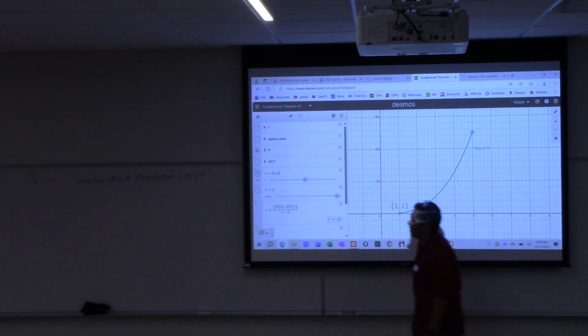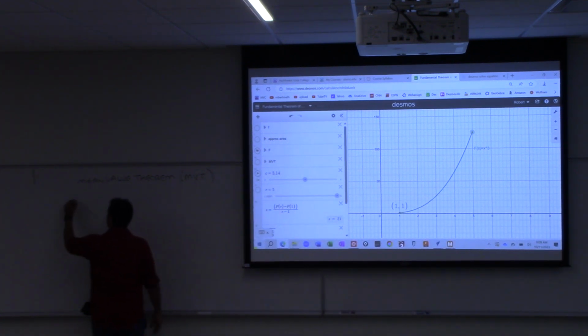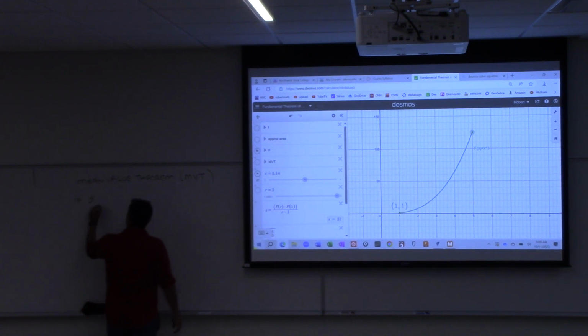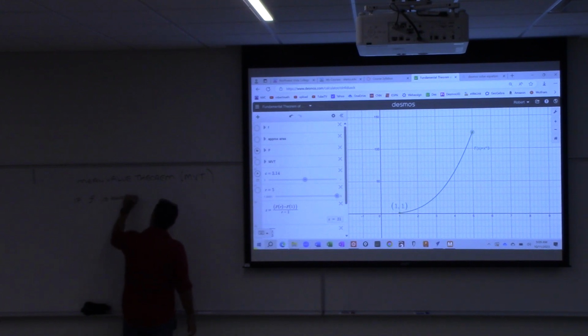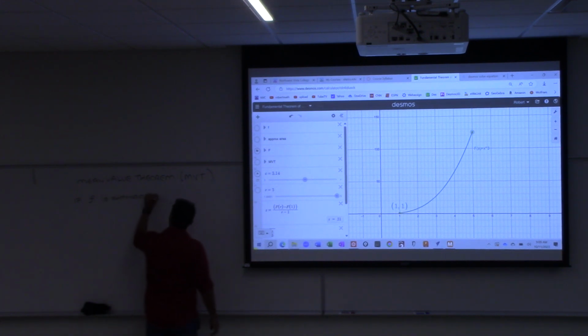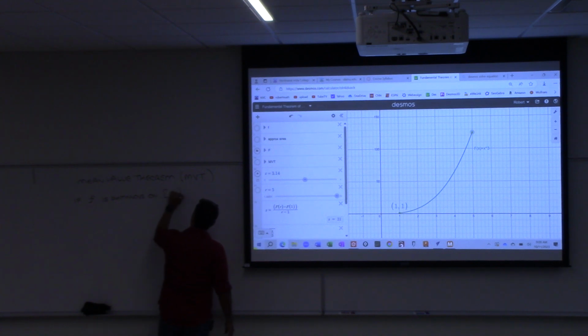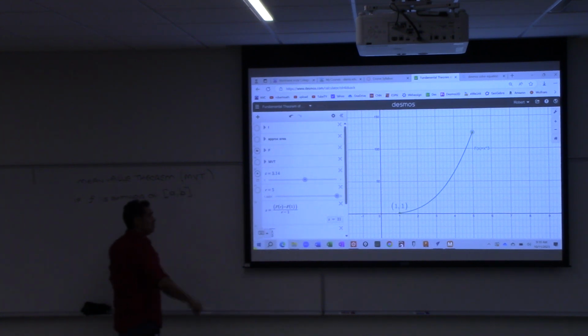So let me write that down here. Mean value theorem says if you have some function f that is continuous on a closed interval [a, b], okay, which it is, right? That is a continuous function on a closed interval.